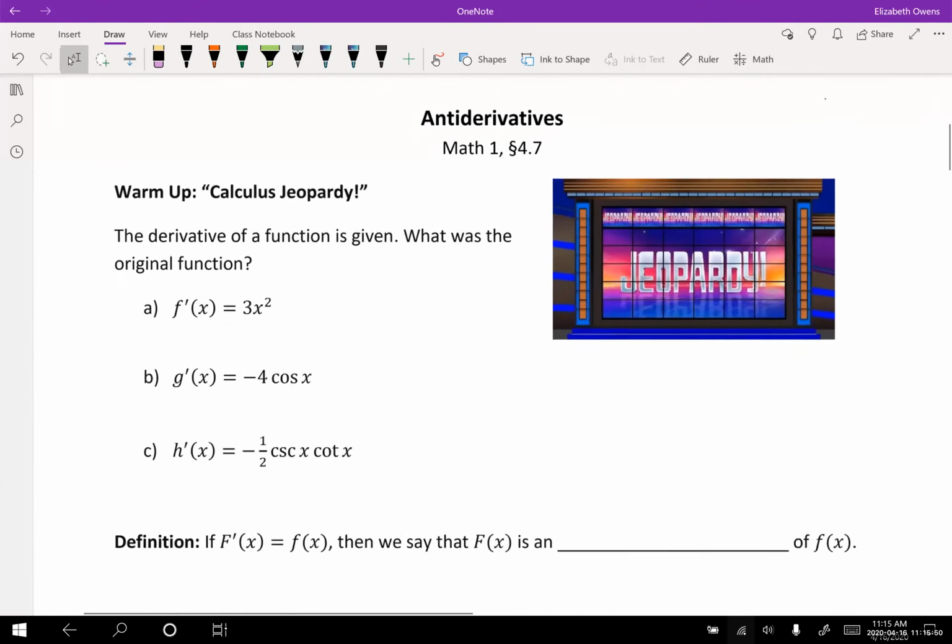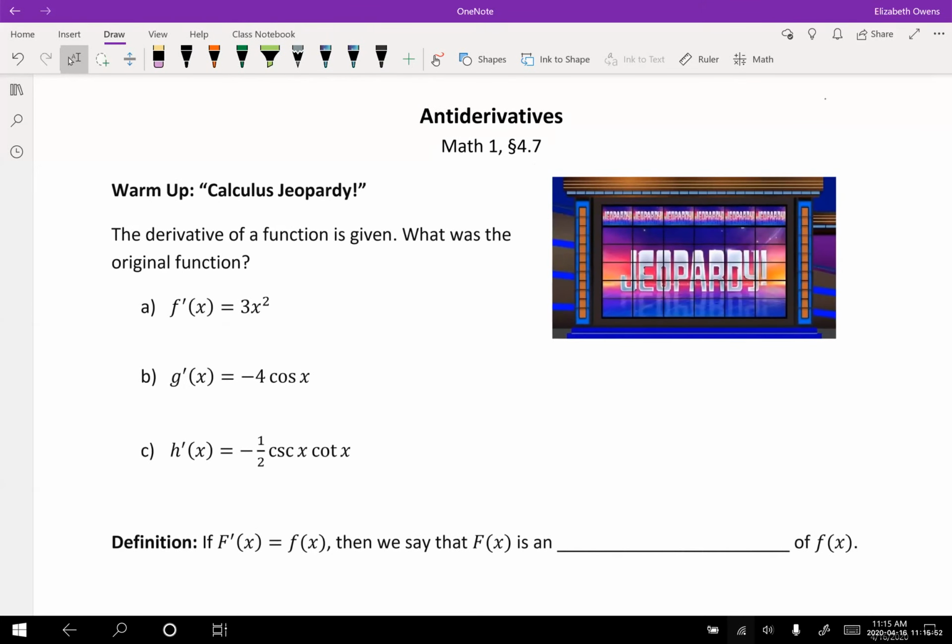We're going to start with a little warm up today just to get ourselves in gear, get things moving, get thinking about calc, but in a different way today. So our warm up is going to be a game of calculus Jeopardy. We are told here that the derivative of a function is being given, and then our task is to figure out what was the original function.